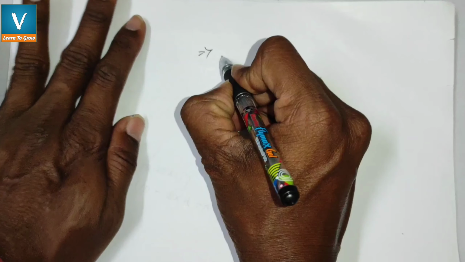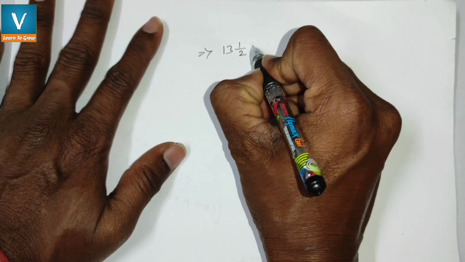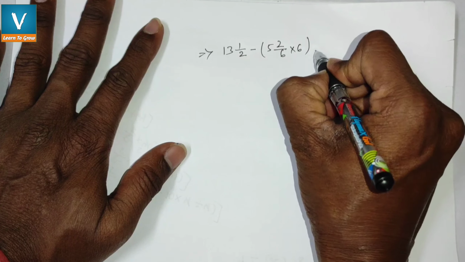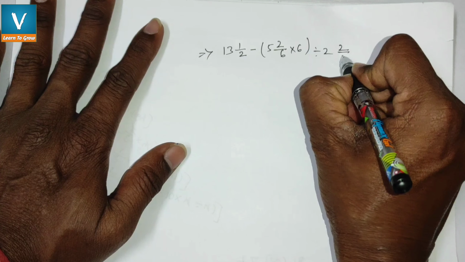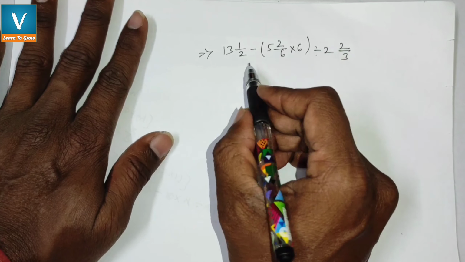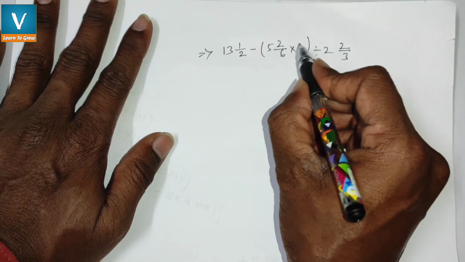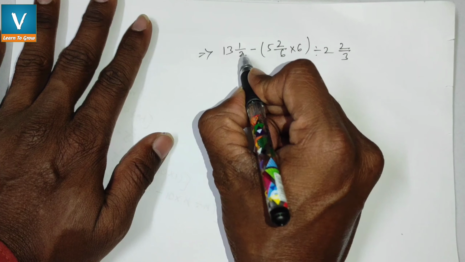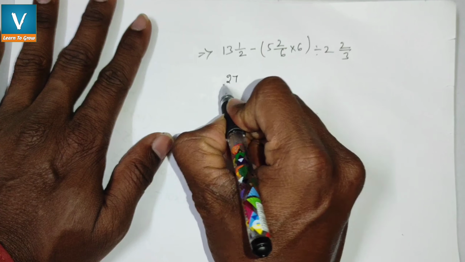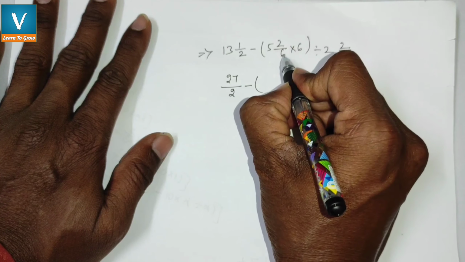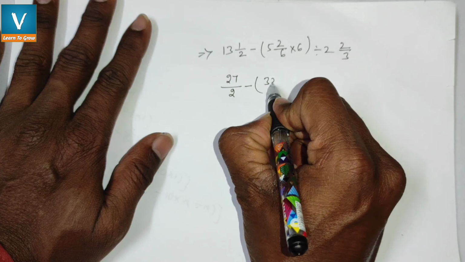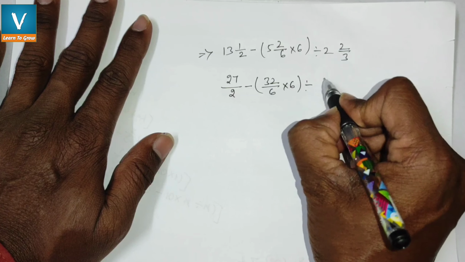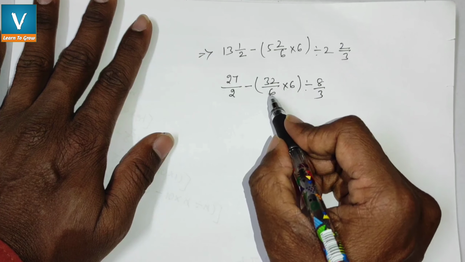Next, I am taking an example: 13 1 by 2 minus 5 2 by 6, into 6 divided by 2 2 by 3. In this case I am taking fractions. How will you solve it? First we convert all the mixed fractions into improper fractions, then first we'll solve the brackets. So 13 twos are 26, 26 plus 1 is 27 by 2, minus 5 sixes are 30, 30 plus 2 is 32 by 6, into 6 divided by 2 threes are 6, 6 plus 2 is 8, so 8 by 3.